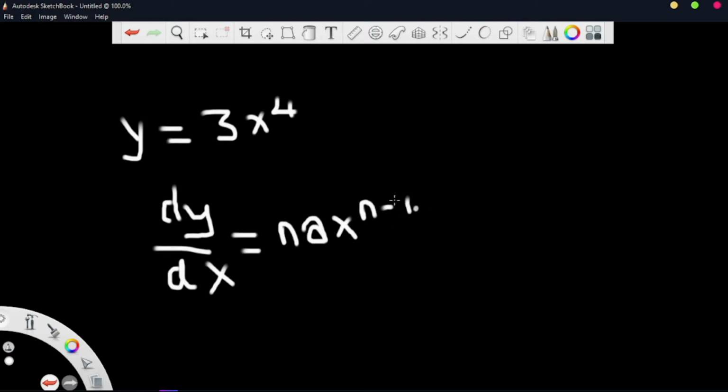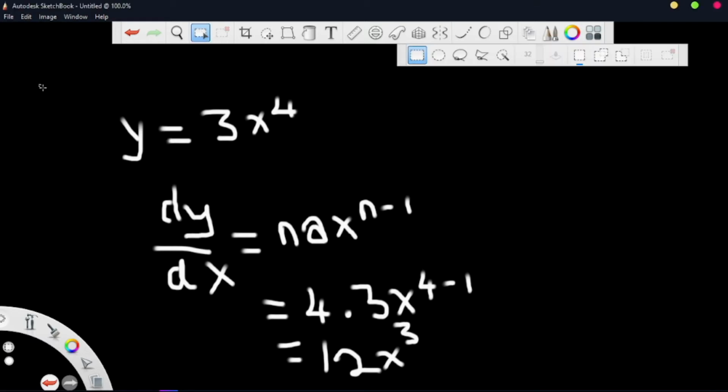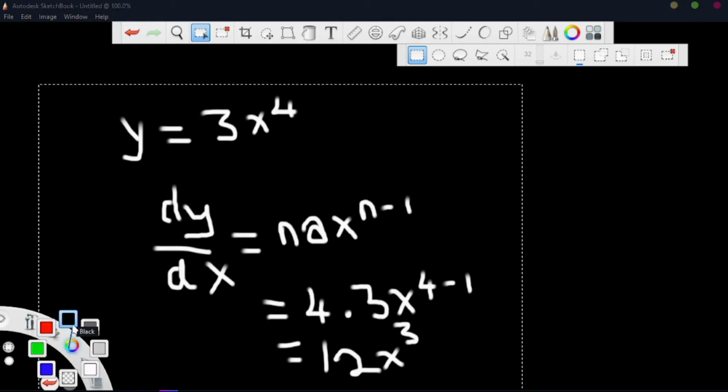So if I want to find the derivative of such a thing, I'm going to say this is equal to my power, which is 4, times my number, which is my a, which is 3, and then my x, and this will become 4 minus 1 because my power is 4. So this will therefore equal 4 times 3, that is 12x to the power 3, when we subtract the powers. So this is what we basically mean by finding the derivative of something.